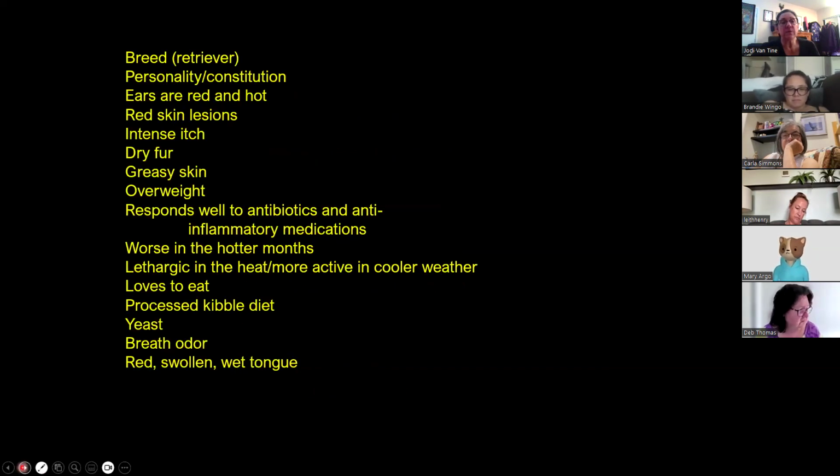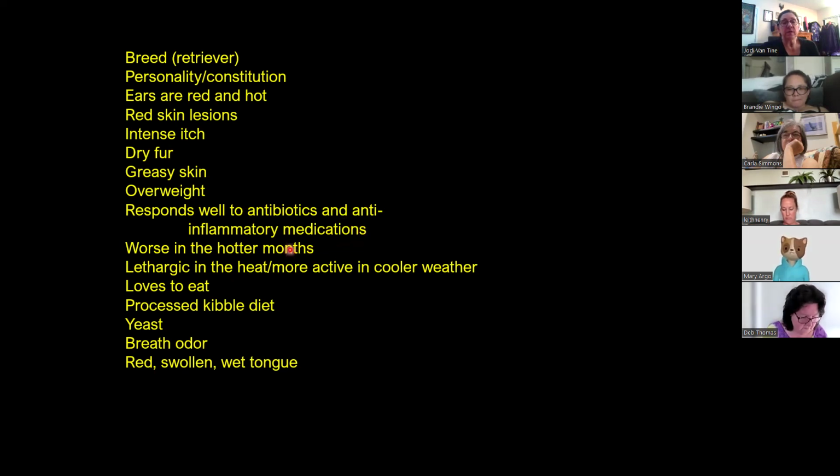Okay, so here we go. So here's our left-hand column. The breed's a retriever. His personality and his constitution, kind of laid back and easygoing and calm. We're looking at colors, red and hot, red skin lesions, intense itch. So all of that red and hot right there. The fur is dry, but the skin is greasy. He's overweight or fat. He's responded well to antibiotics and anti-inflammatory medications in the past.